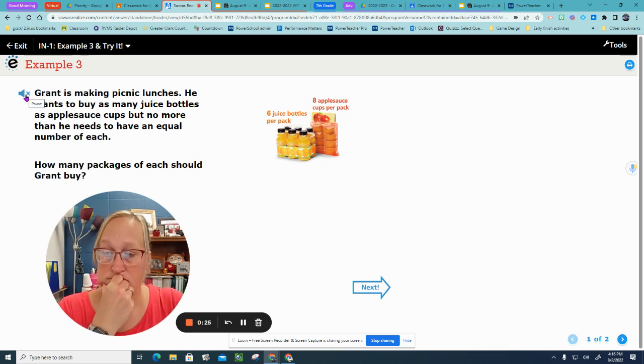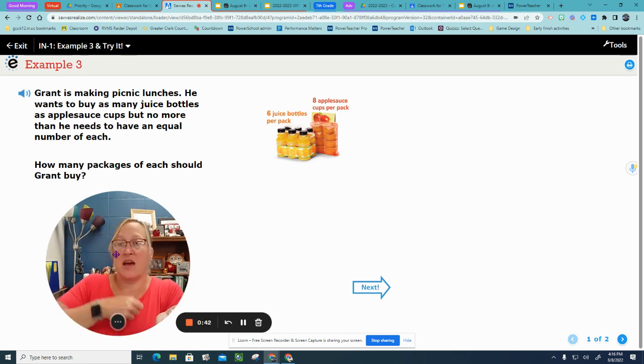Grant is making picnic lunches. He wants to buy as many juice bottles as applesauce cups, but no more than he needs to have an equal number of each. How many packages of each should Grant buy? So he didn't want to buy extra. He needs to buy the same amount of juice bottles as he has applesauce cups for these kids to have snacks. Of course, they don't sell them in that way. Think of hot dogs and buns. They aren't compatible. You know what I'm talking about. You've been to the store.